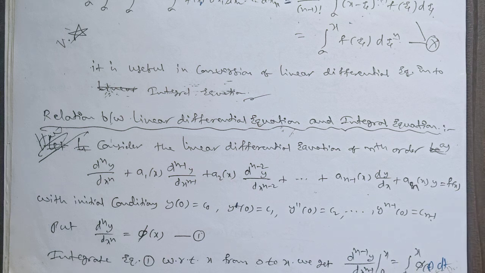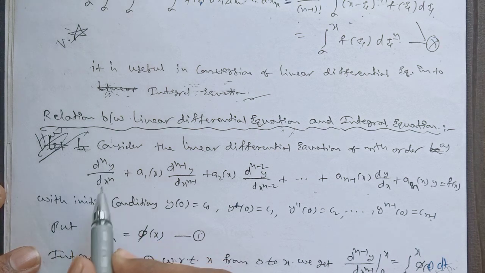For solving this linear differential equation, we can take the nth derivative d power n y by dx power n is equal to some function phi of x.